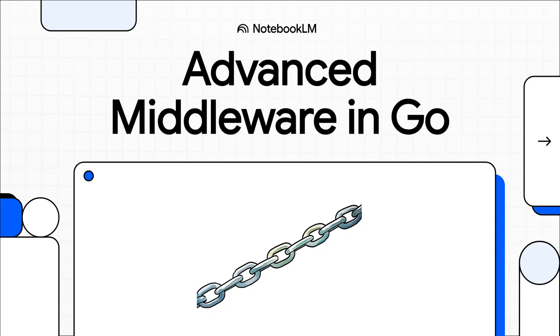All right, let's talk about Go. Specifically, a really slick pattern that can totally change how you build your web servers. You know that feeling when you're buried under a mountain of middleware functions? Yeah, if that sounds familiar, you're going to want to stick around for this.